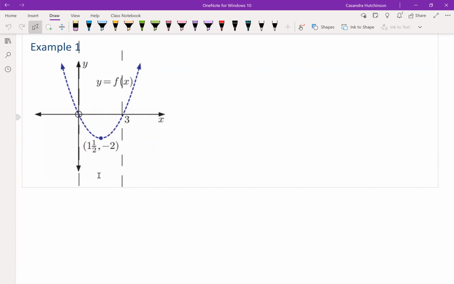Great. I have my asymptotes, and those are asymptotes because f of x equals 0 when x is equal to 0 or 3. So this means 1 over f of x has asymptotes at x equals 0 and x equals 3.